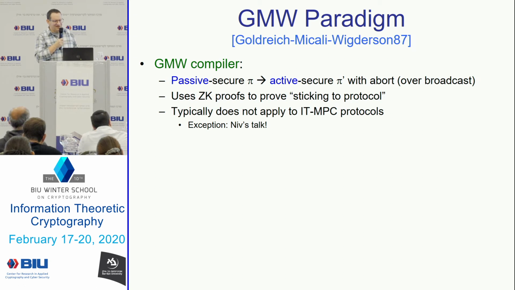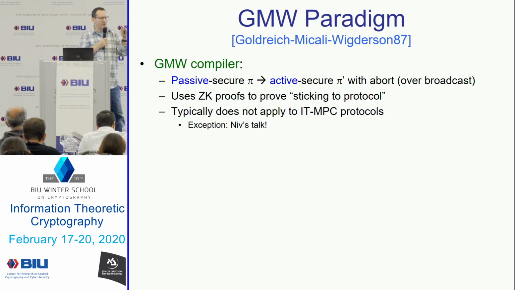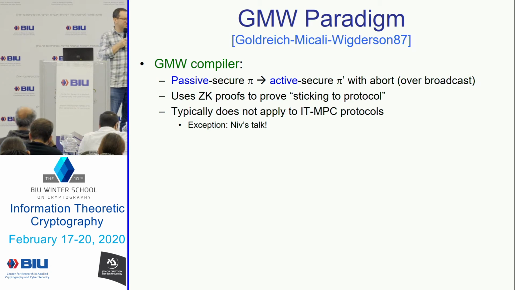So a beautiful and something we often take for granted idea is this GMW paradigm, which uses zero-knowledge proofs to compile a protocol that is passively secure into one that is actively secure. And the idea is to have parties. Okay, first of all, why is there a challenge? The challenge is that if I want to prove that I sent the right message to you, then you need to know my secrets in order to know if I did the right thing, because what I'm supposed to do depends on secrets I cannot reveal.